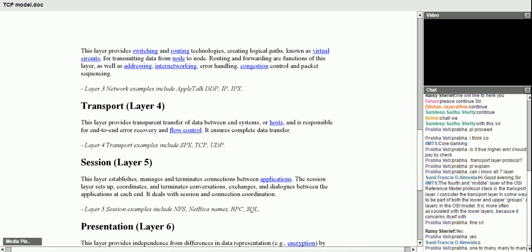So as you see this line, it ensures complete data transfer. Prabha, is it clear to you?